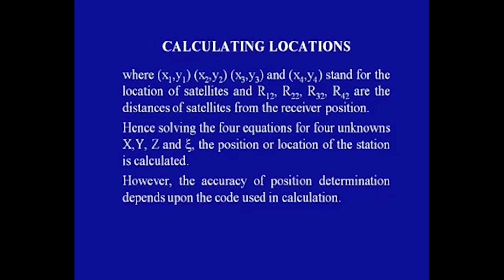By solving the 4 equations that we have, we can now find out the 4 unknowns, which will help us in determining the position, that is X, Y, Z and xi. The location of the station is now calculated. However, the accuracy of the position determination depends upon the code used in the calculation. When we are talking about the type of code, let us look at what type of accuracies we may have using different types of codes.